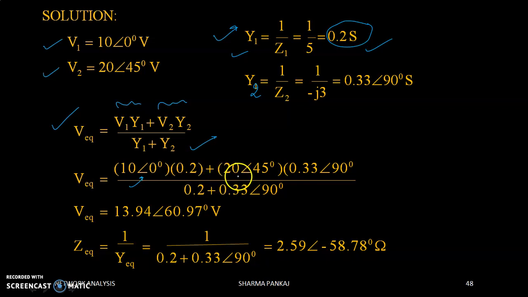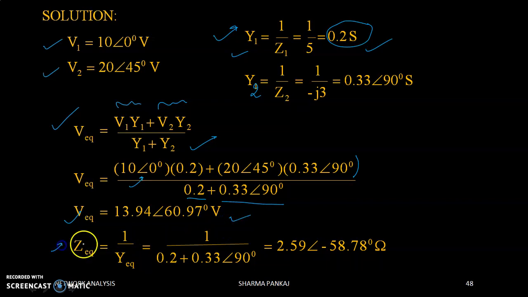This is your V2 value 20 angle 45 degree. Put the value of Y2. This is 0.33 angle 90 degree. This is the combination of Y1 plus Y2. So V equivalent, calculate this, you will get 13.94 angle 60.97 degree volt.